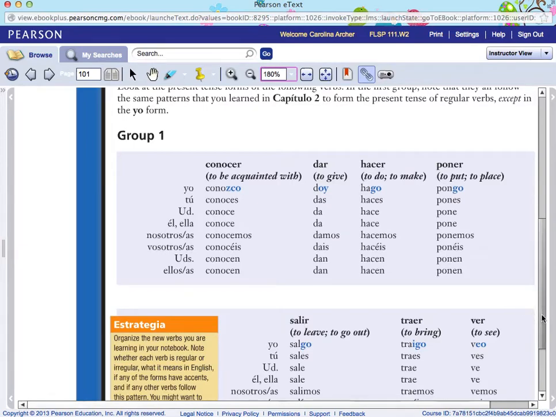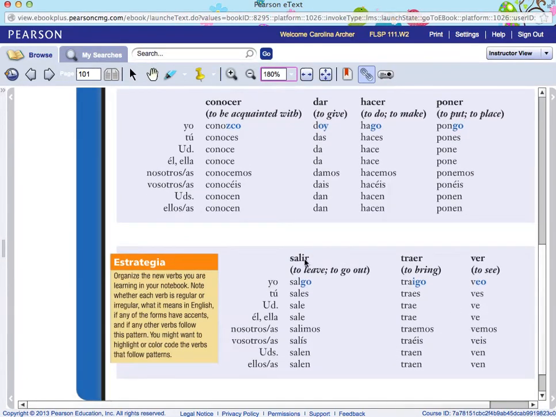Salir, to leave or to go out. We learned in the last chapter that the verb llegar means to arrive. Salir means to leave or to go out. Traer, to bring, and ver, to see. So we put them all together because the only irregularity that these verbs show is only in the yo form.